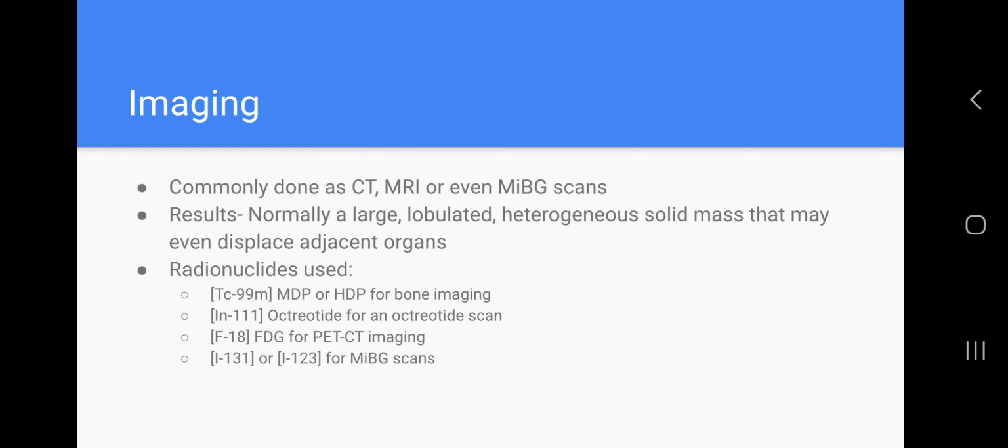So the radionuclides that are used in imaging, you have your technetium-99m MDP or HDP for bone imaging, your indium-111 octreotide for an octreotide scan, fluorine-18 FDG for PET-CT imaging, and then for the MIBG scans that I've been mentioning, you might see I-131 or I-123.